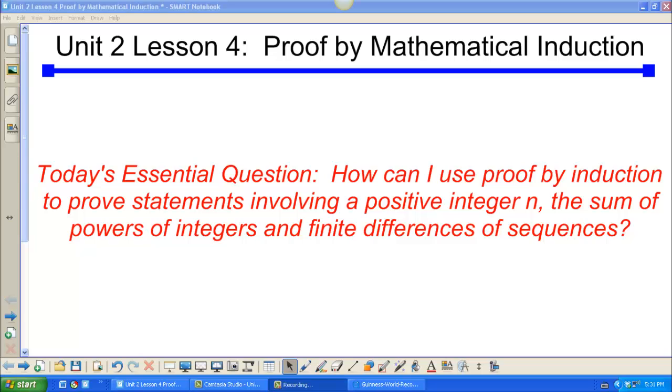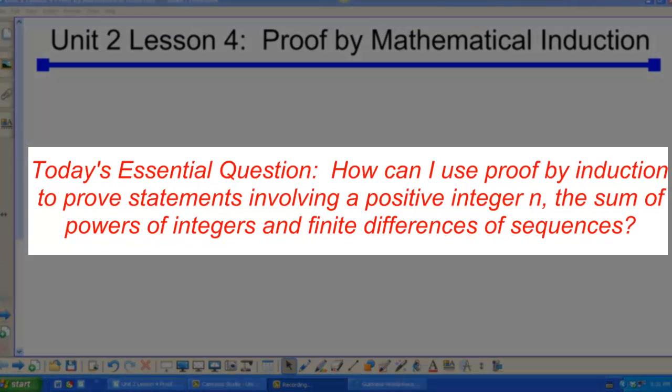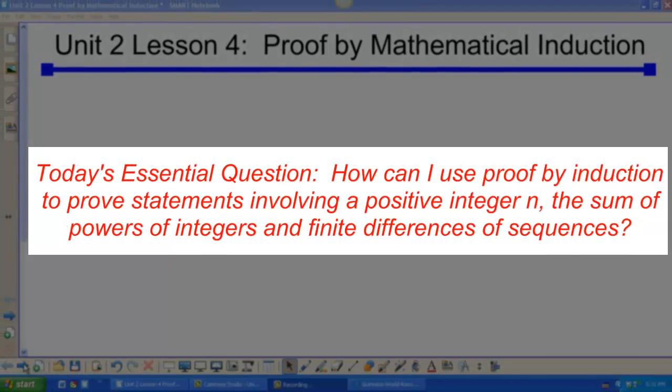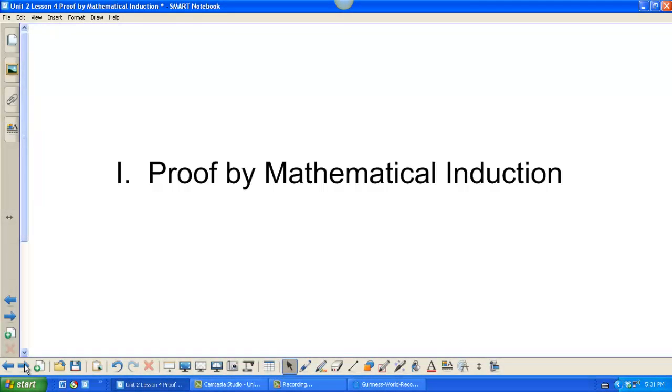Welcome to Unit 2, Lesson 4, Proof by Mathematical Induction. This is the first of 3 videos for this lesson, and by the end of the 3 videos, you should be able to use proof by induction to prove statements involving a positive integer n, the sum of the powers of integers, and finite differences of sequences. So let's first in this video discuss proof by mathematical induction.